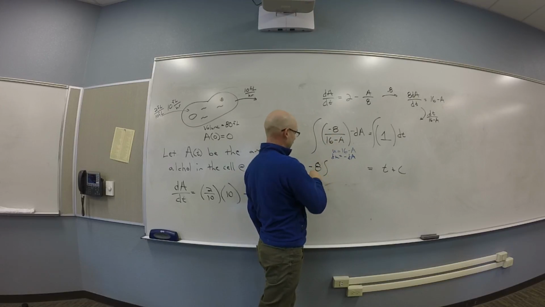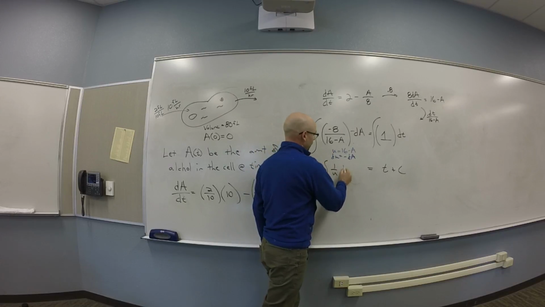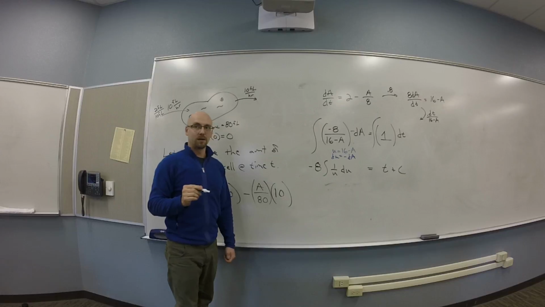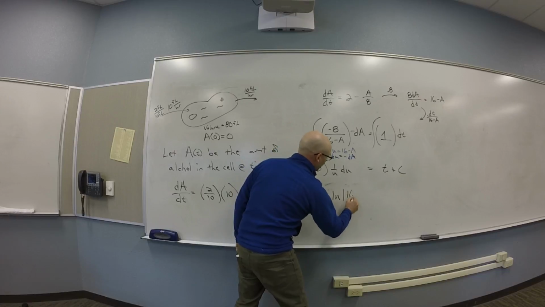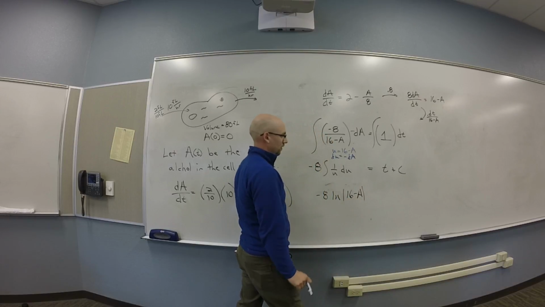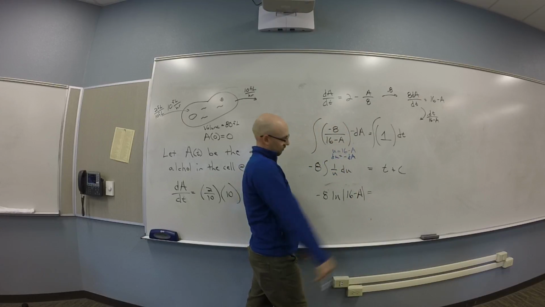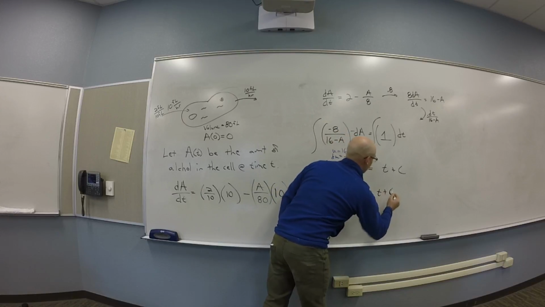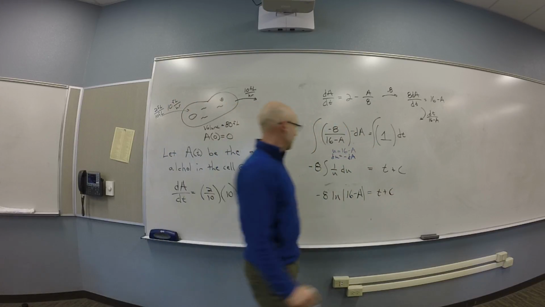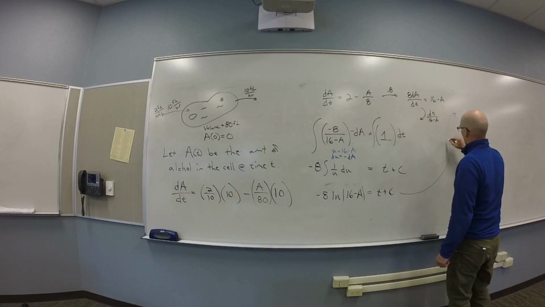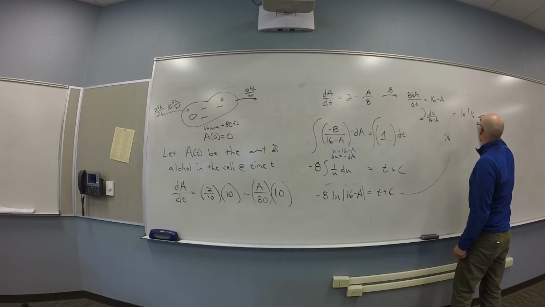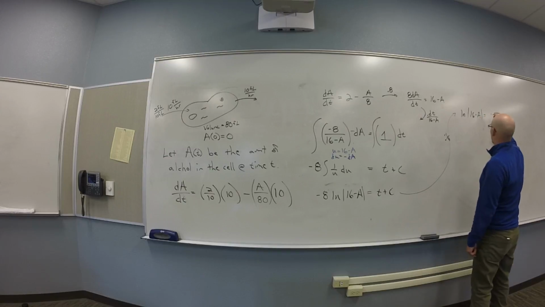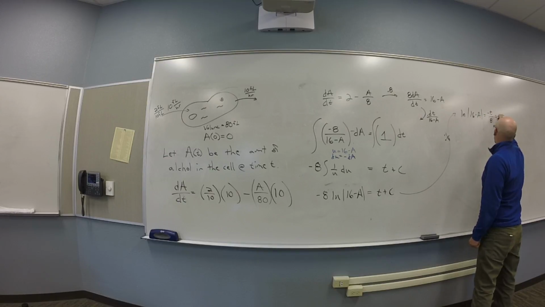And then I think I got a minus 8, the integral of 1 over u du. Okay, so I got minus 8 natural log of the absolute value of 16 minus A equals t plus C. So then divide by 8. So multiply by negative an eighth, I guess. Get the natural log of the absolute value of 16 minus A is minus t over 8 plus a constant.